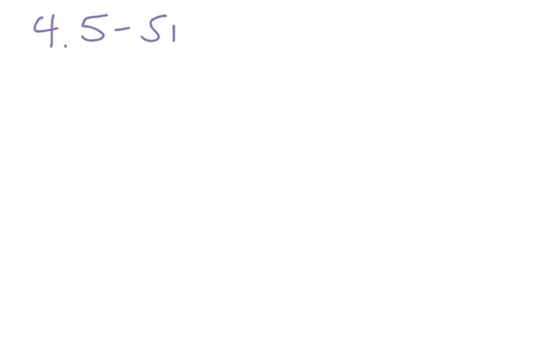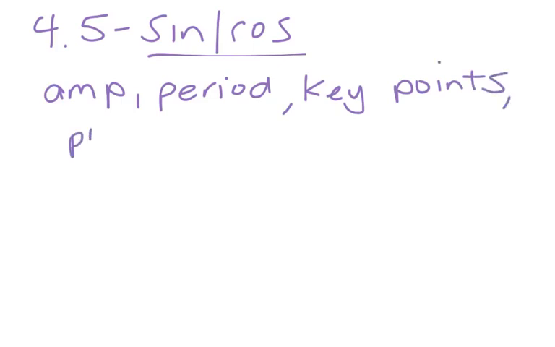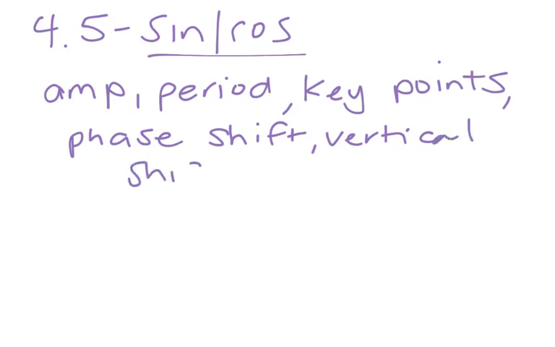Number 5 was sine and cosine graphs. So be able to identify the amplitude, the period, the key points, the phase shift, and what to do if you get the phase shift. After you do the quarter, half, and 3/4 points, you're going to add the phase shift on, and any vertical shifts. And you'll graph one period of these.